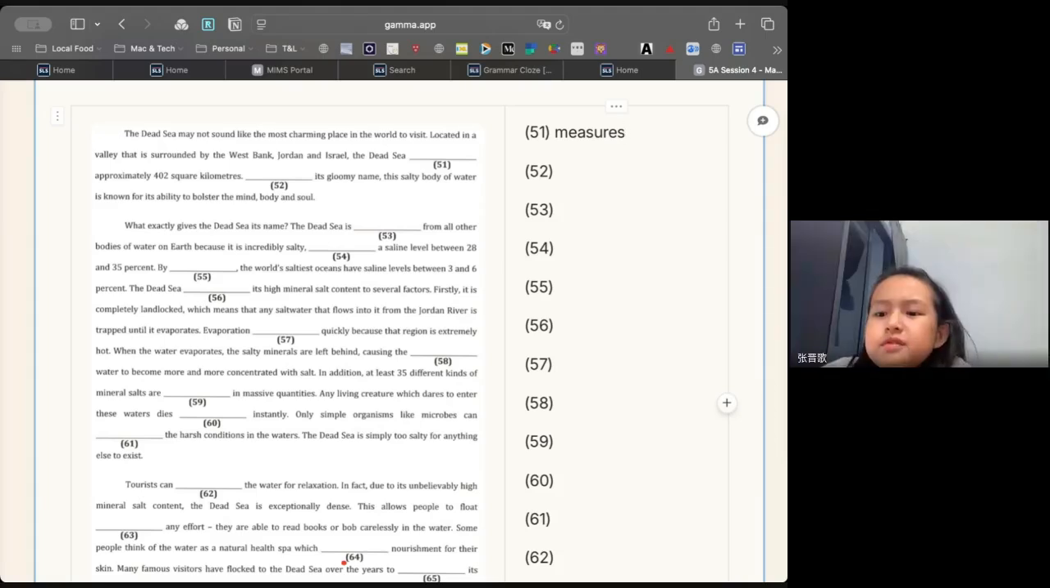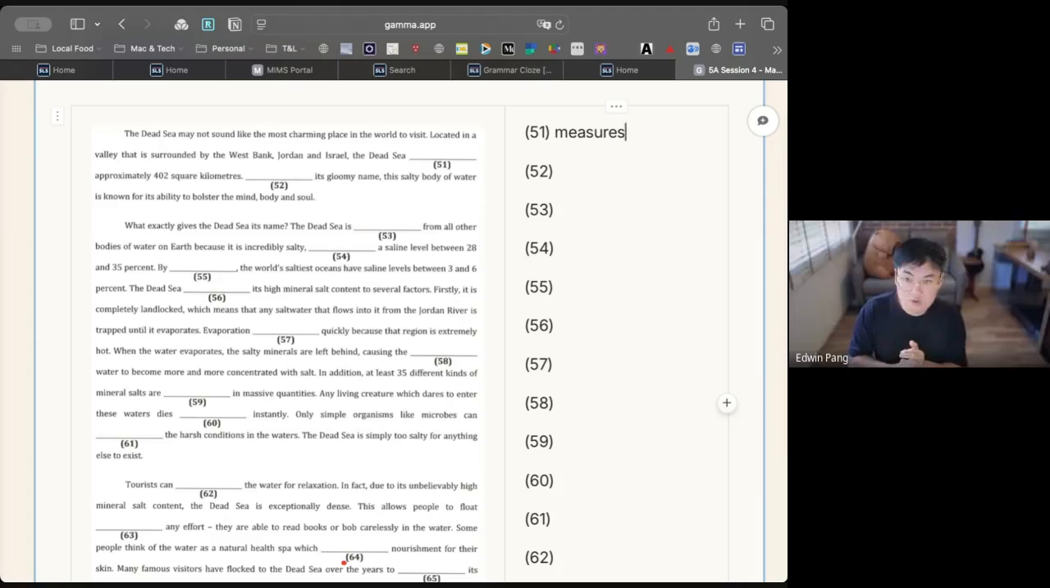Given? No, that doesn't fit, right? Area is not given to you, okay? Area must be measured. You measure the area of something; you don't give the area of something. Do you understand, everybody? It's not a number you randomly give. It is something that you must measure in order to find the specific area. So in order to find the area, you must measure. So it measures approximately 402 square kilometers.